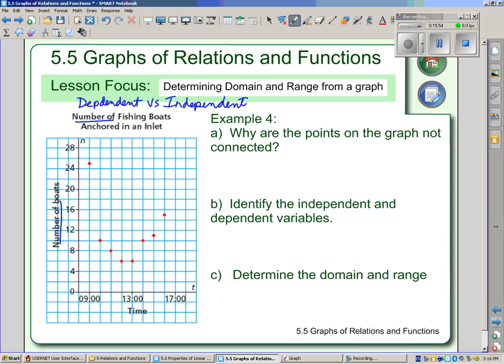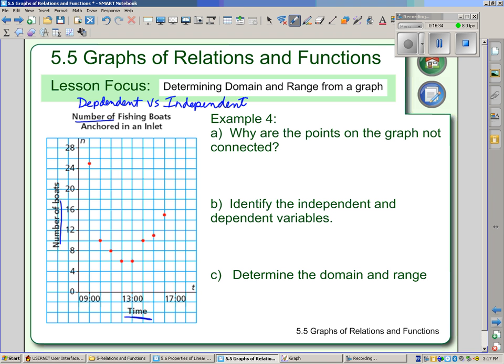So whenever you're ever interested in trying to find a title for a graph, start with your dependent variable. So the number of boats anchored in an inlet during a 24-hour time period, right? Because time then is your independent variable. So it is your dependent versus your independent. So that's just when you're titling a graph. And so there's a hint in the title of a graph as to which is your dependent, which is your independent. But let's look at the questions.